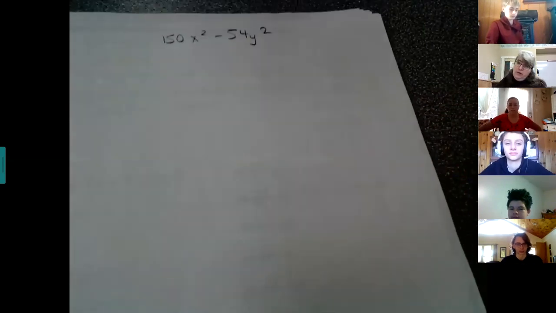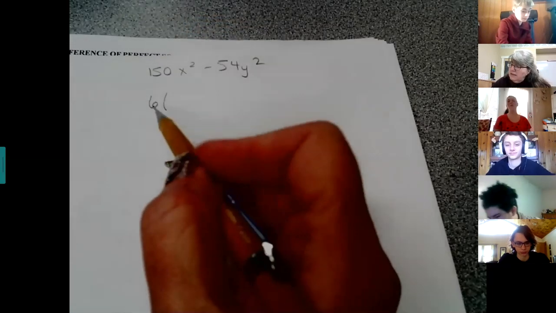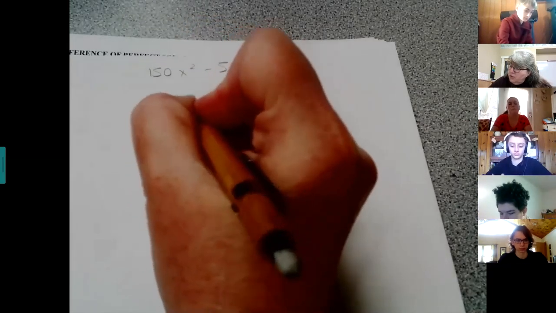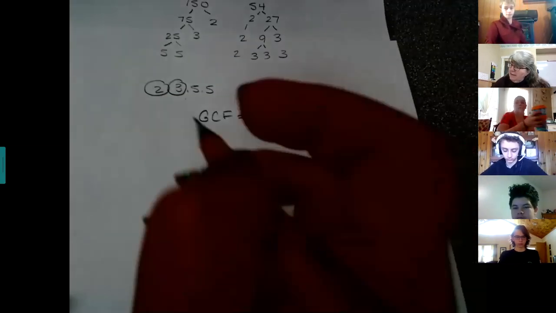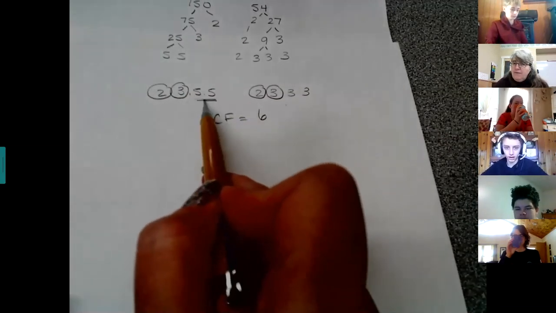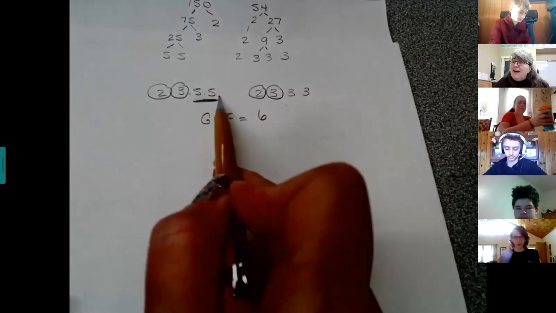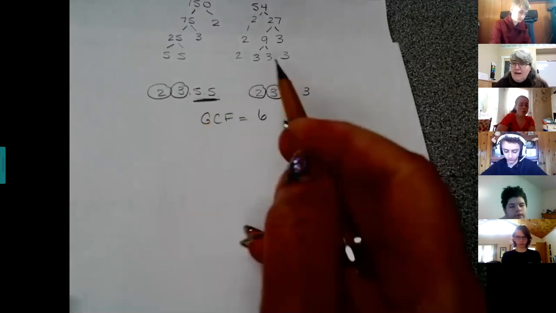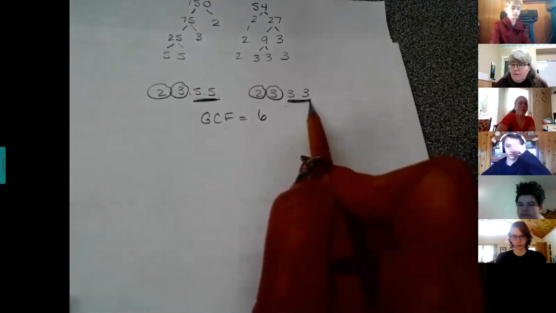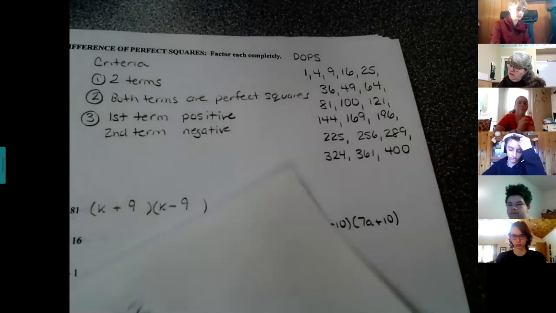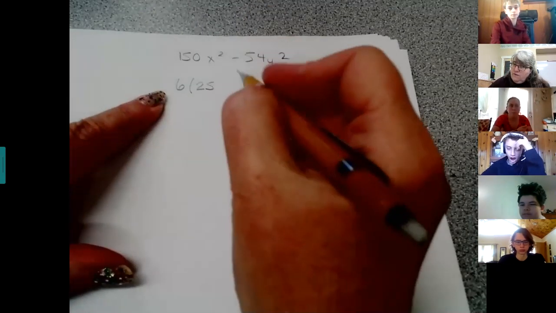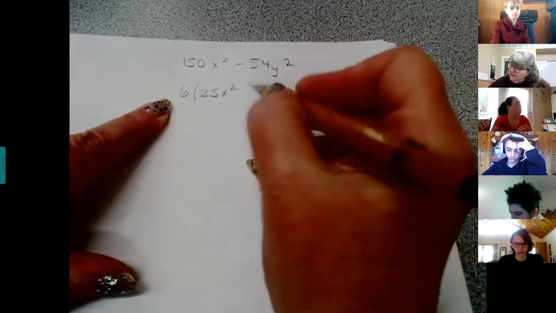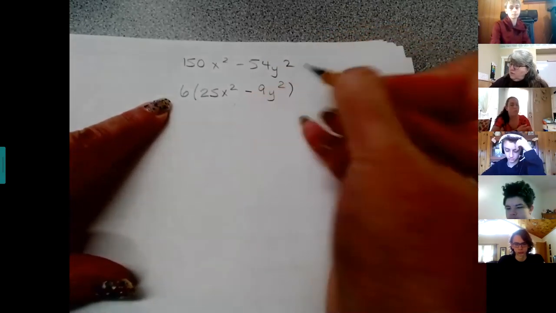Sarcasm does not become you. Pull out a 6. So 6 goes into 150 25 times. Let me show you a little trick. Look back where I factored it. When I pulled out the 6, what was left? 5. 5 times 5, which is? 25. What's left over here? 9. 3 times 3, which is 9. So when I pull the 6 out of 150x squared, I'm left with 25x squared minus 9y squared.